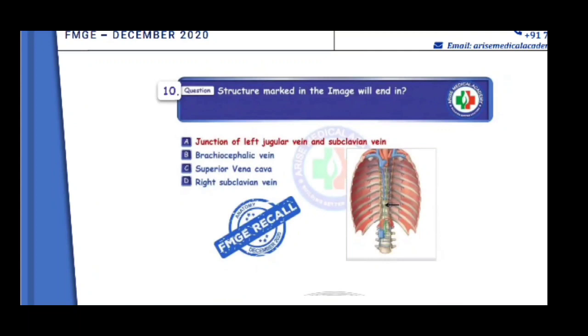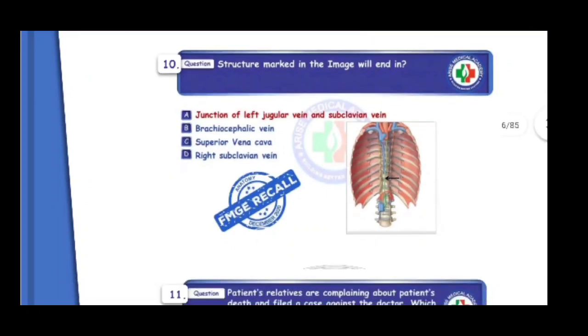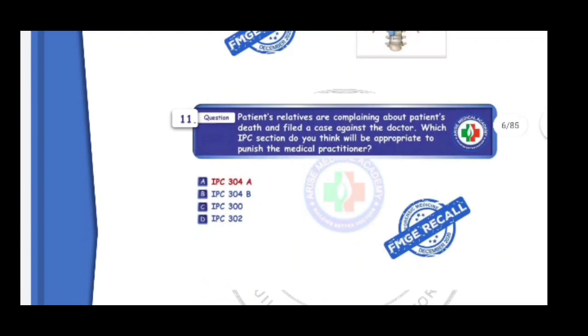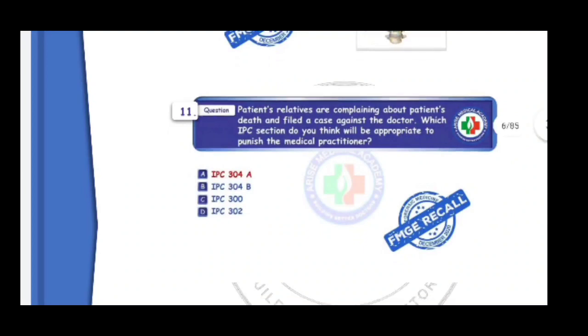Next one, structure marked in the image will end in. So correct answer is junction of left jugular vein and subclavian vein. Next one, patient relatives are complaining about patient death and filed a case against the doctor. Which IPC section do you think will be appropriate to punish the medical practitioner? So here correct answer is IPC 304A.